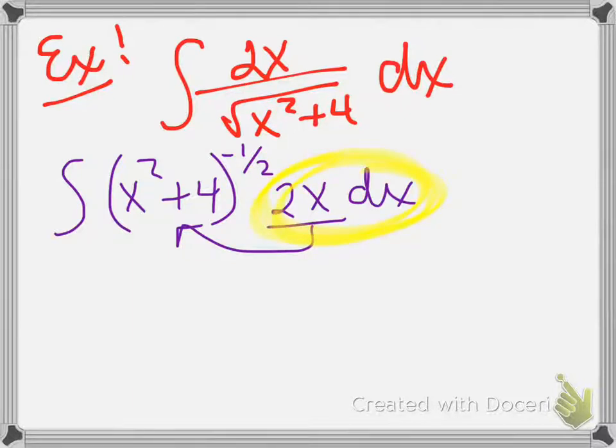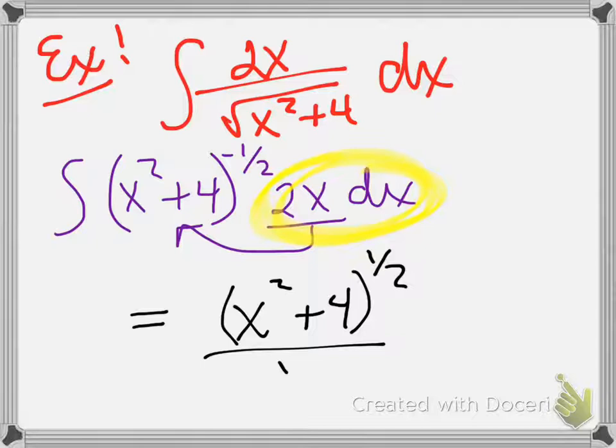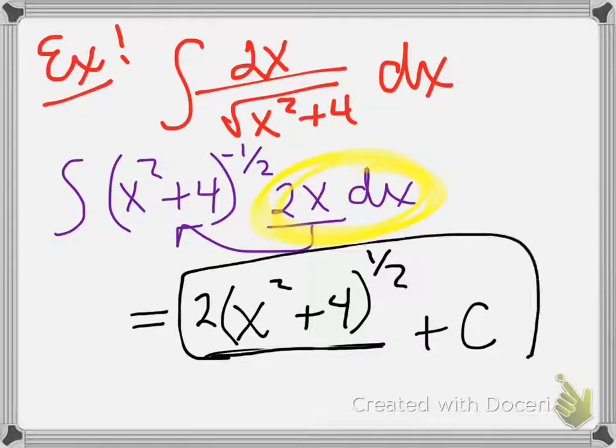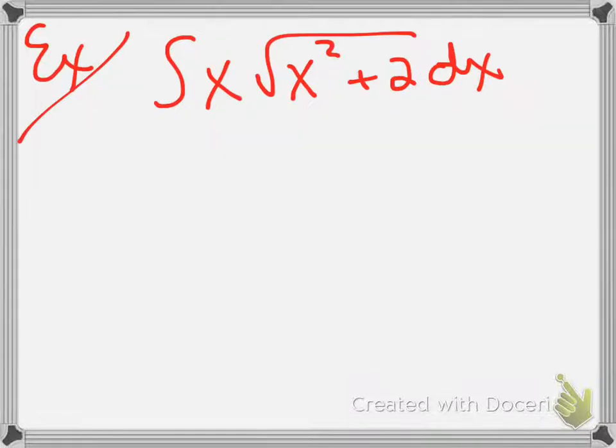We know that's basically going to go away. So when we integrate this, x squared plus 4 to the negative 1/2 power is now going to be x squared plus 4 to the positive 1/2 power divided by 1/2 plus c. And then, of course, we know if we divide by 1/2, we can flip that and multiply, and we can put the 2 up here, and we have 2 times x squared plus 4 to the 1/2 power plus c. All right, let's look at another one.